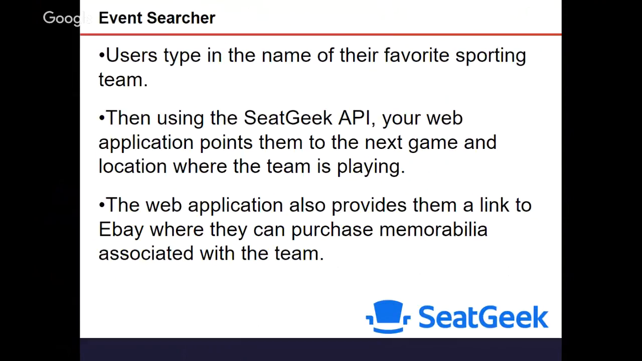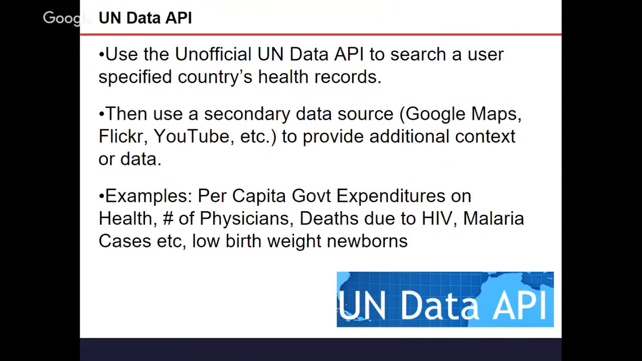Okay. Then using the CP API, your web application points them to the next game and location where the team is playing. The web application also provides them a link to eBay where they can purchase memorabilia associated with the team. Okay, it doesn't floor me, it's okay. I mean, it does use two APIs, I guess.